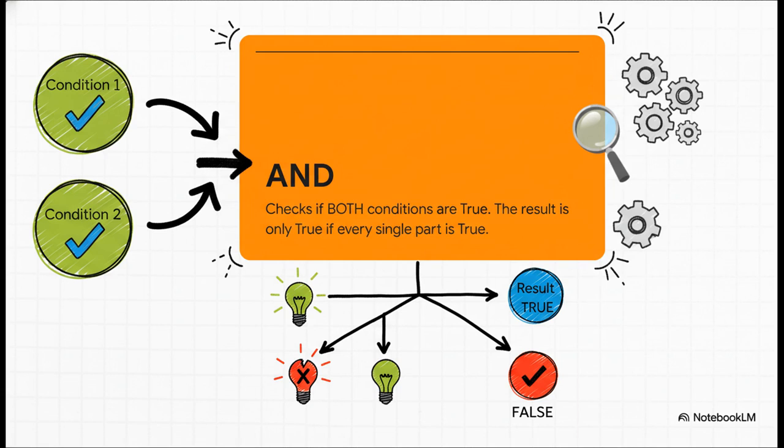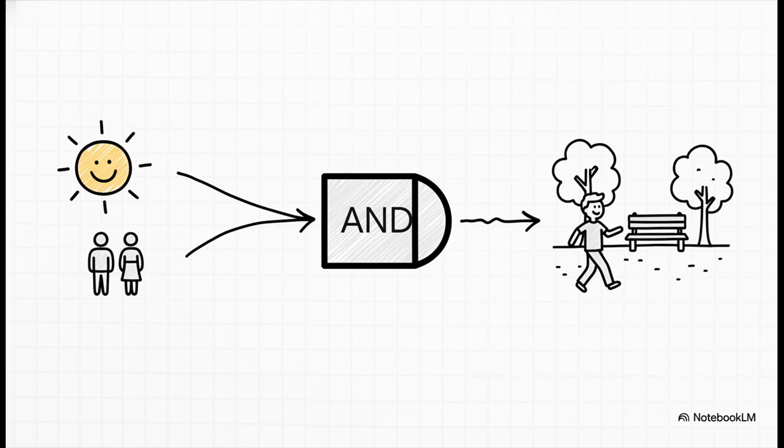Okay, next up we have and. Now this operator is the strict one. It's the bouncer at the club. When you connect 2 conditions with and, you are demanding that both of them, no exceptions, have to be true. If even one little part is false, the whole thing is false. Let's go back to our analogy. I will go to the park if it is sunny and my friend is free. Now think that through. If it's a beautiful sunny day, but your friend is busy, are you going? Nope. What if your friend is free, but it's pouring rain? Still not going. The only way you end up at that park is if both things are true.